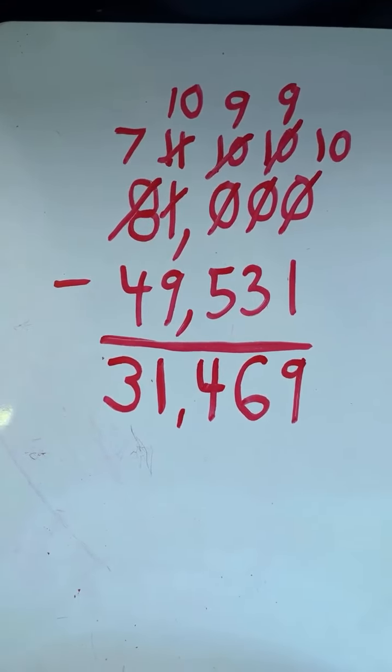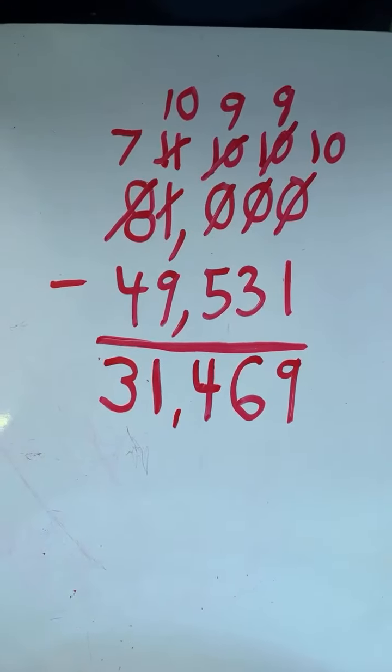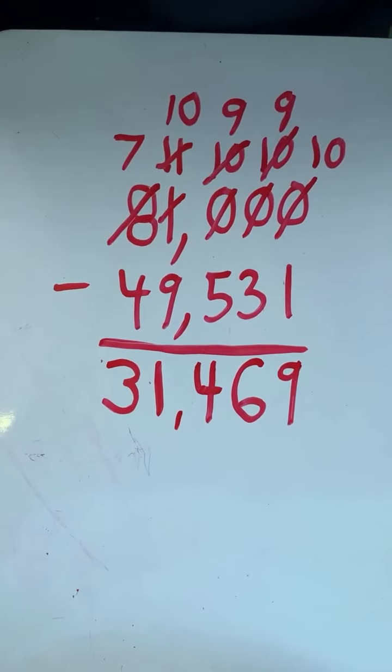Anyways, we have our final answer here. 81,000 minus 49,531 equals 31,469.